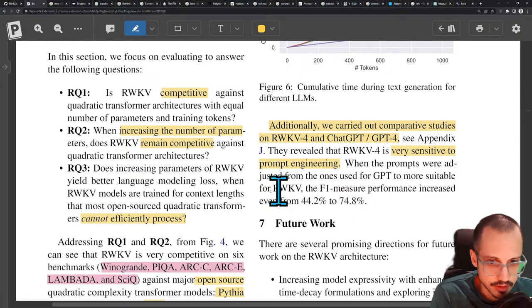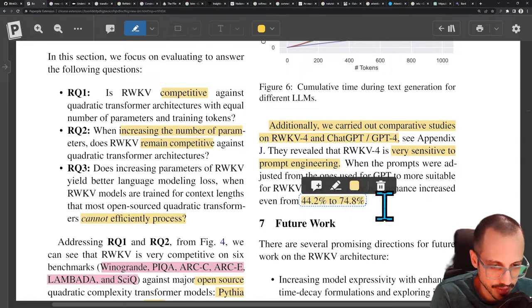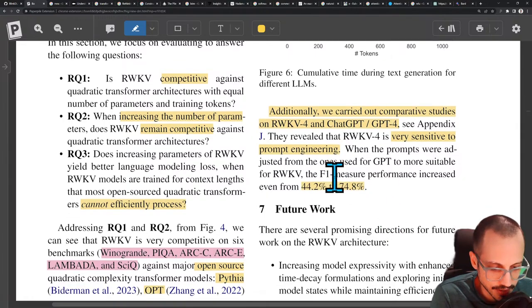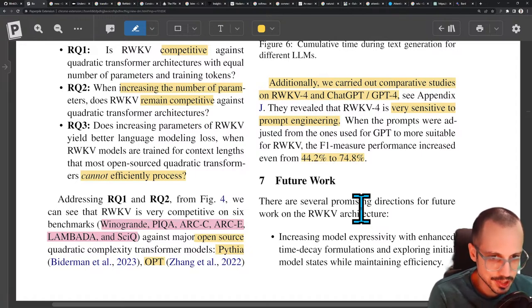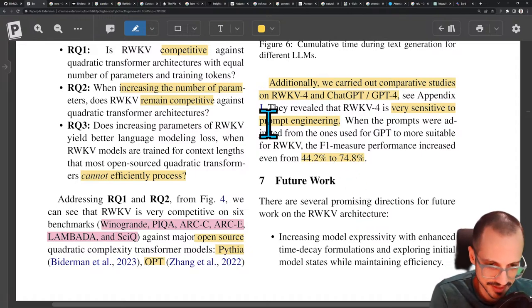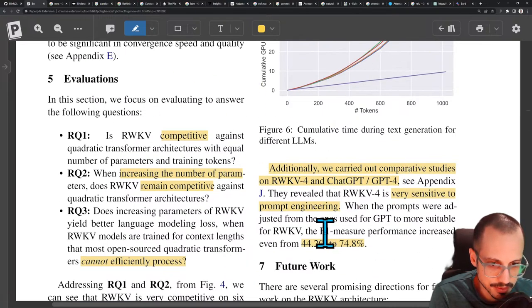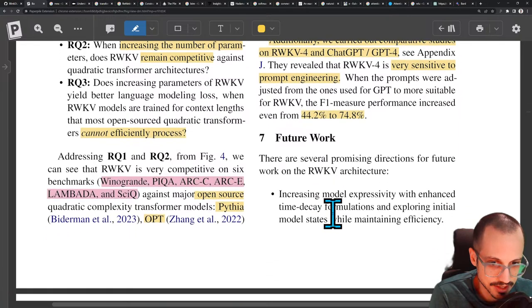Prompts were adjusted to more suitable ones, and the F1 measure performance increased. Damn, look at that. Just with prompt engineering, you can get like a 30% performance boost. So I don't know, maybe the prompt engineering job is the future, you know? People were memeing on the prompt engineering job because, of course, prompt engineering will kind of disappear as these models get better. But if we end up adopting these recurrent models, maybe prompt engineering makes a comeback and continues to be super important.